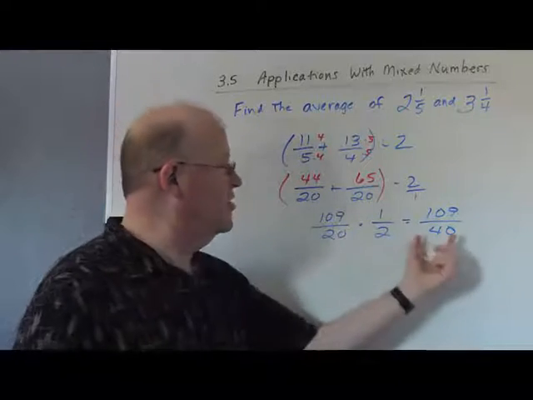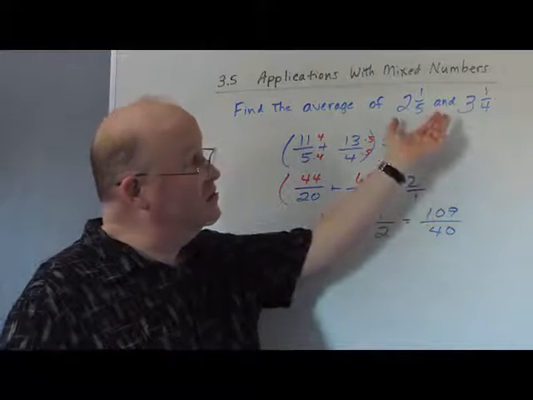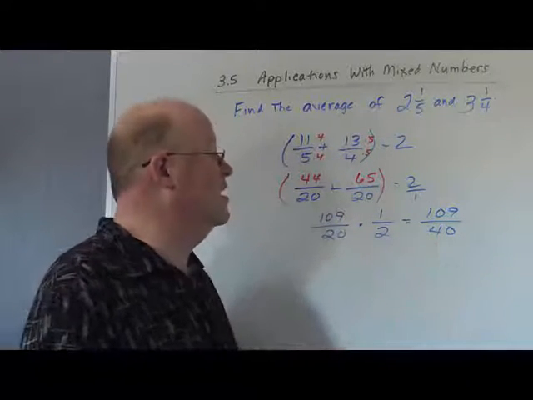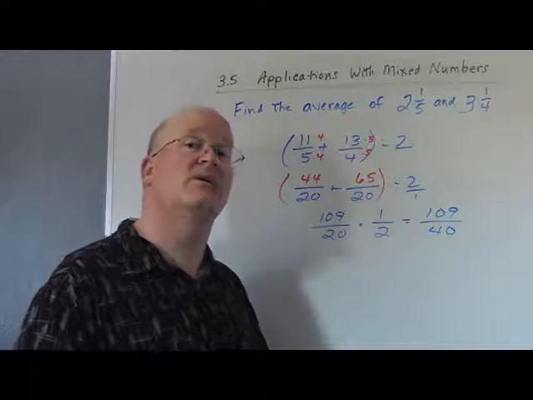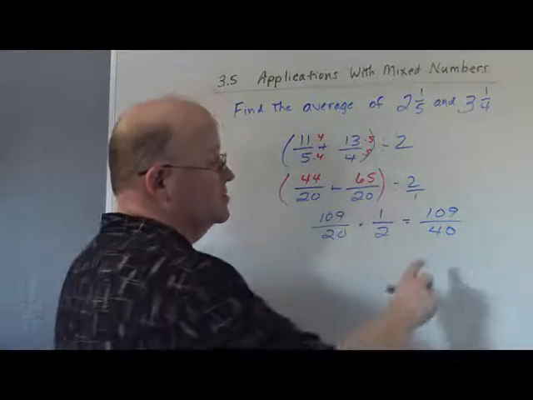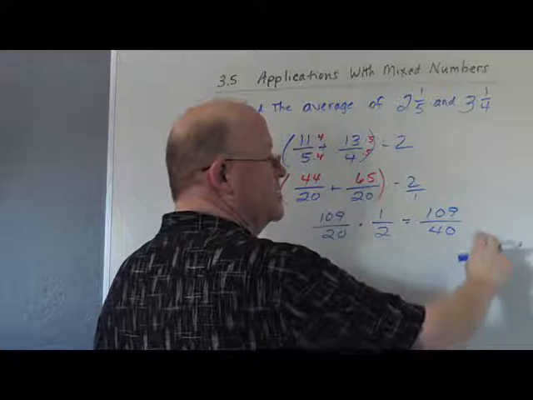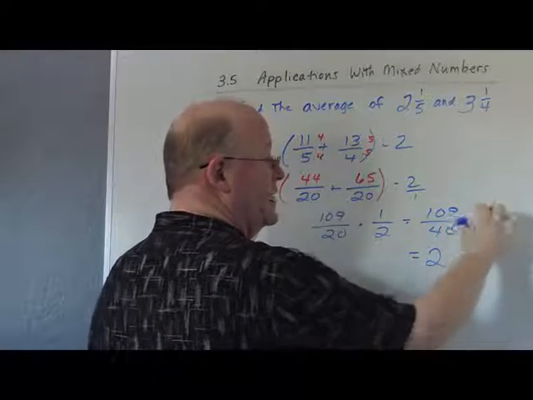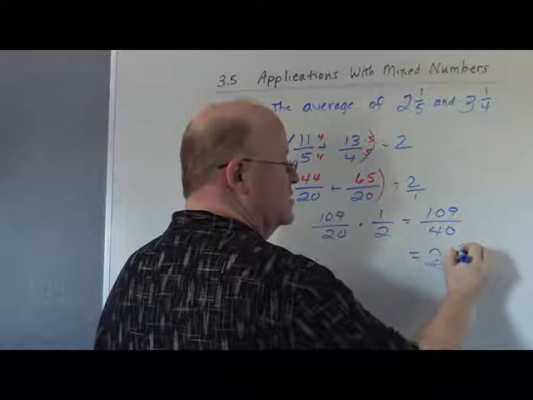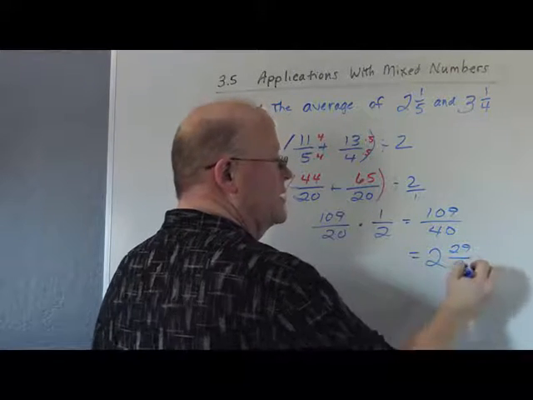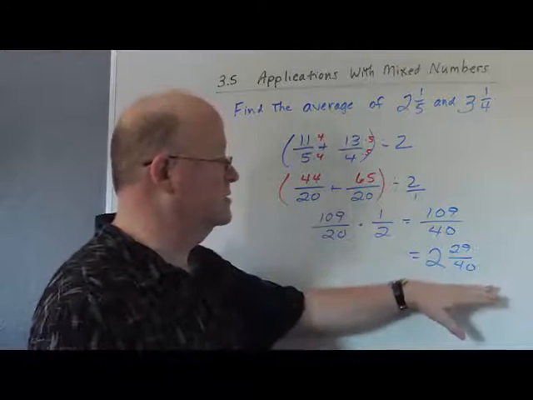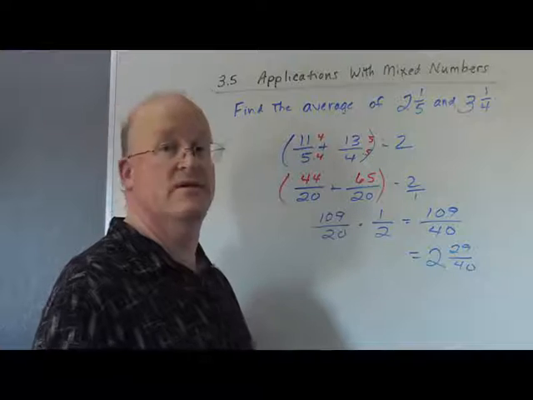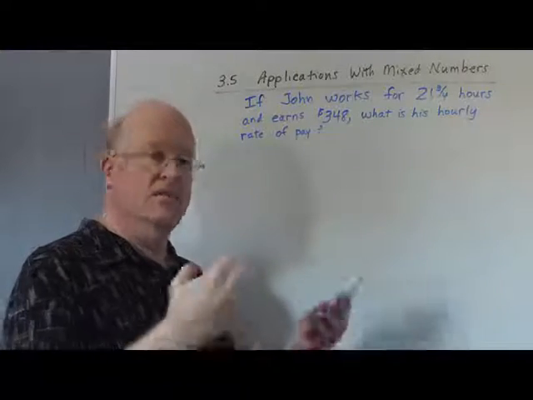Now, this just hardly seems to be halfway between these two given numbers because it's not written as a mixed number. So, 40, how many times does it go into 109? It goes in 2 times, that makes 80, and then there's 29 left over, so 29 out of 40. Now that looks like a better answer because we can tell that that does appear to be halfway between these two given numbers. Now let's solve another word problem.